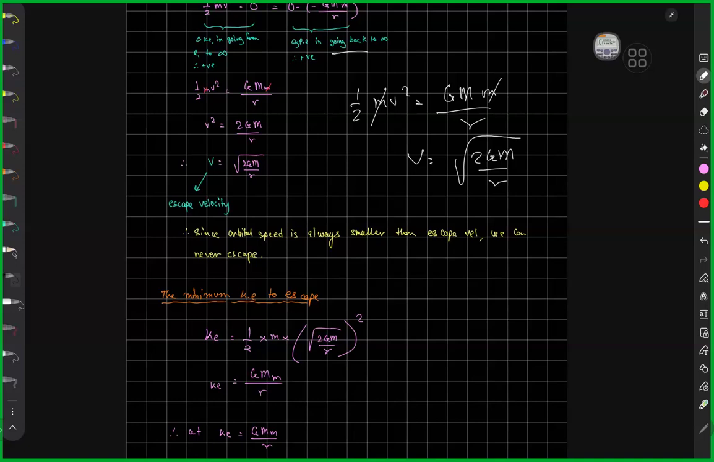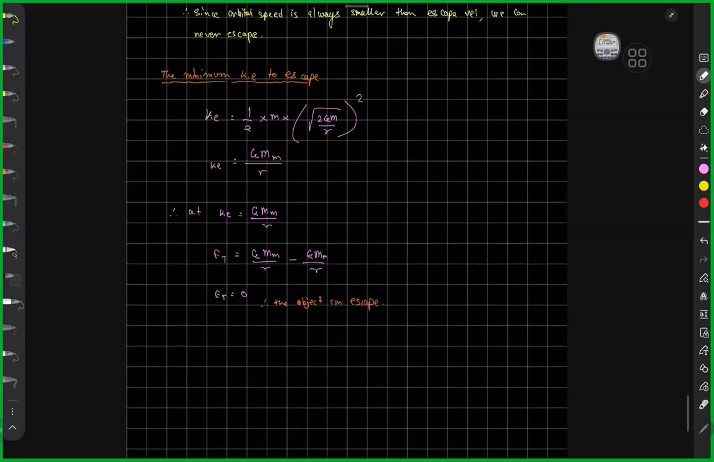Now notice this, that in the case of Earth, the orbital speed is always smaller than the escape velocity. Hence, we never escape. By how much smaller? Half GMm by r. This is the kinetic energy of Earth. Now, how will it escape? It can't. Logically, naturally, it can't.